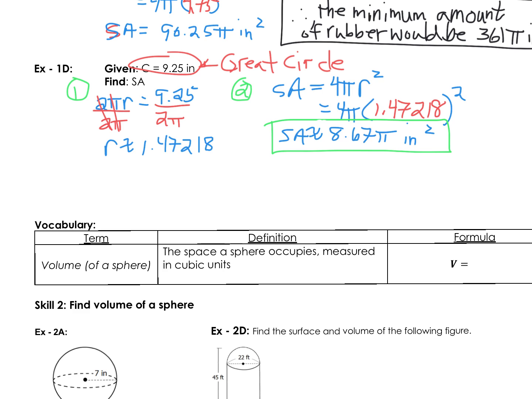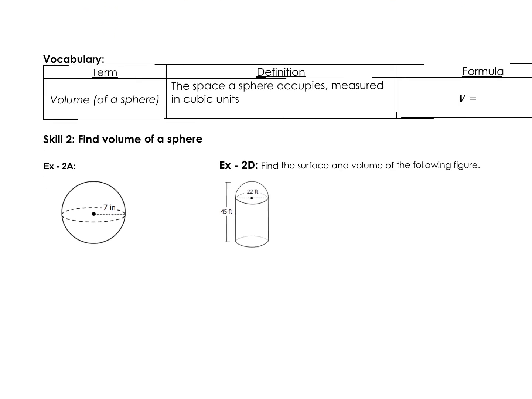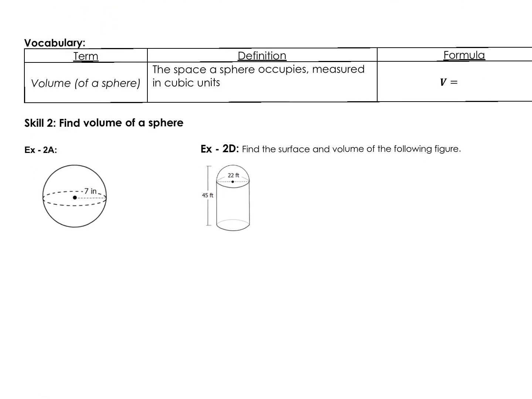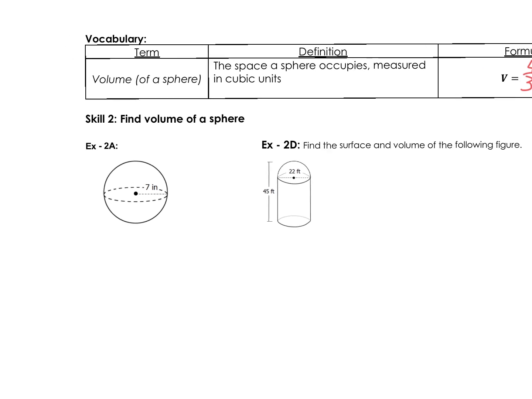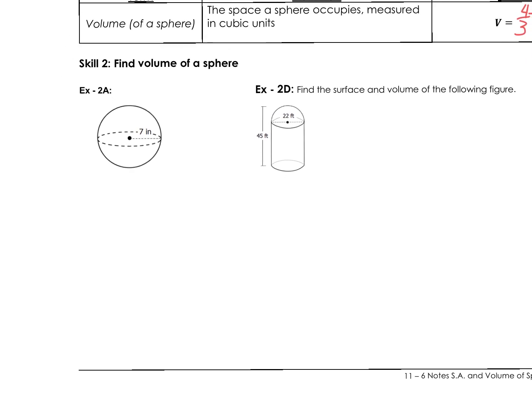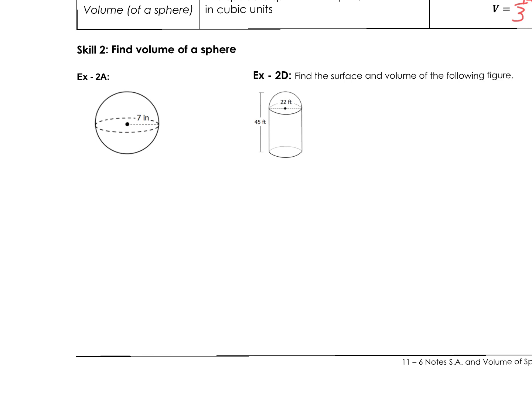Okay. Now, let's talk about volume. I already gave you the formula earlier. So that formula is going to be 4/3 pi r cubed, and volume is the space a sphere occupies. So let's look at 2a. We're going to find the volume of this sphere.